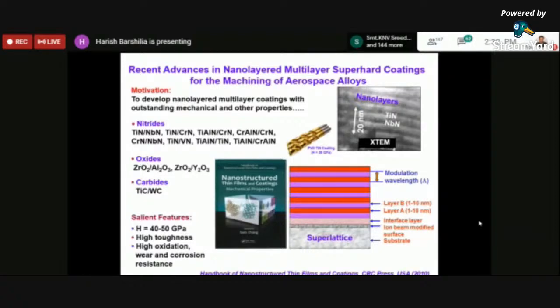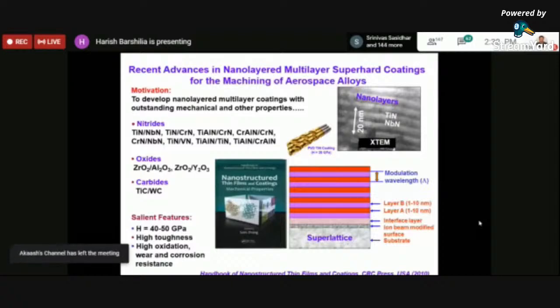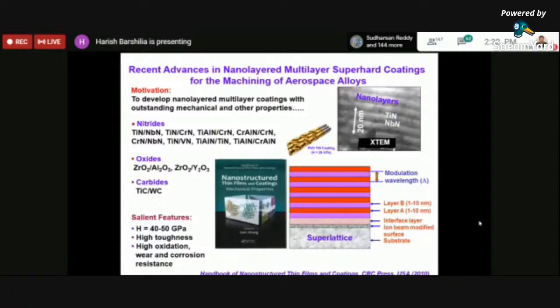So if you want a cost-effective solution, you can apply a very thin coating of, say, titanium nitride, which is a very well-known material and has a golden color. But titanium nitride has certain limitations. It can operate only up to about 400 degrees Celsius, and cannot go beyond 400 to 450. But when we are machining these materials, the temperature goes to about 800 to 1000 degrees Celsius.